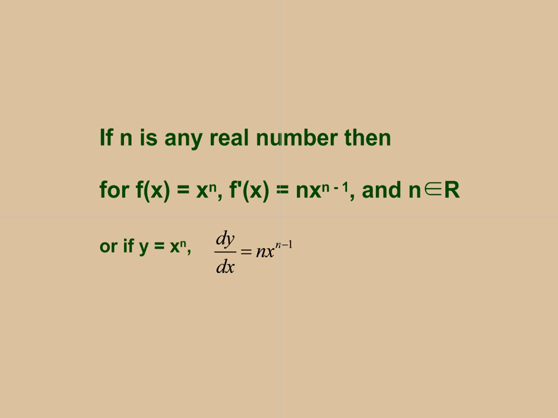So, if we're working in terms of function f, if it's x to the n, then the derivative is nx to the n minus 1. Or if the equation has been given in the form y equals x to the n, then our notation is dy/dx equals nx to the n minus 1.